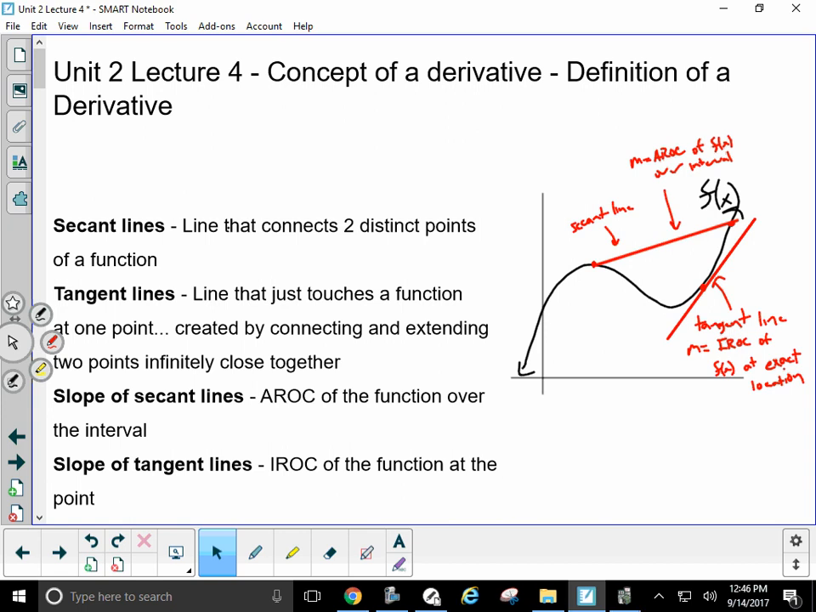Okay, it's the bottom left. A secant line is a line that connects two distinct points of a function. Here's an example of a secant line. A tangent line is a line that just touches your function at one location, created by two points that are infinitely close together. The slope of the secant line is the average rate of change of the function. The slope of the tangent line is the instantaneous rate of change of the function. How quickly something is changing at a moment in time.